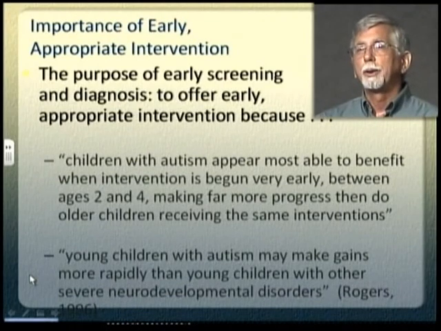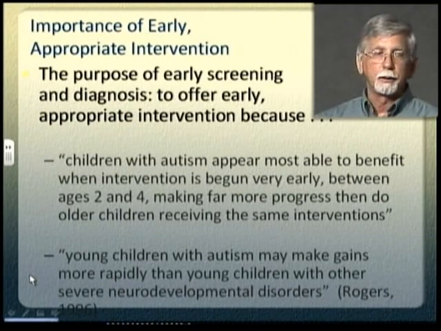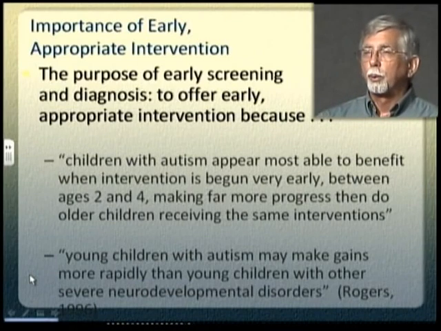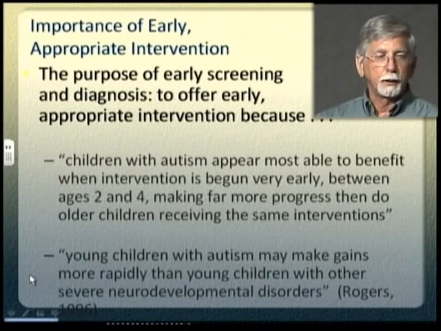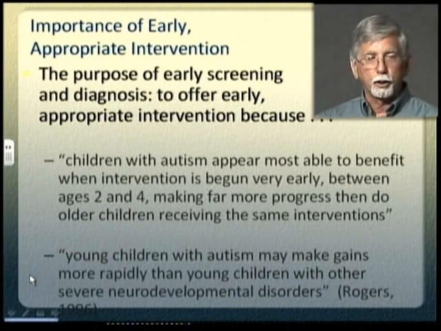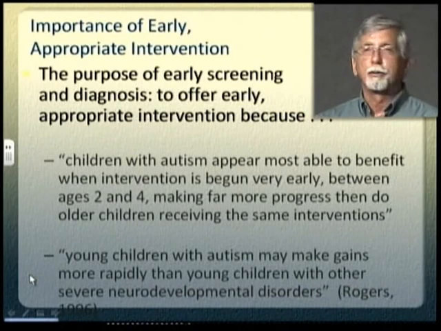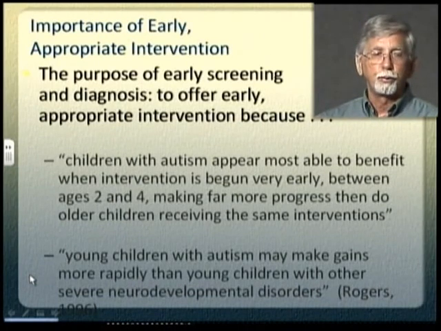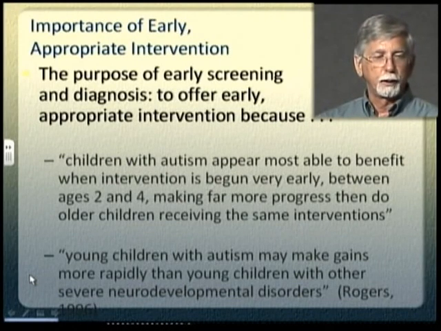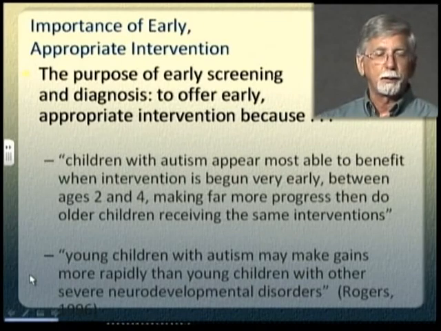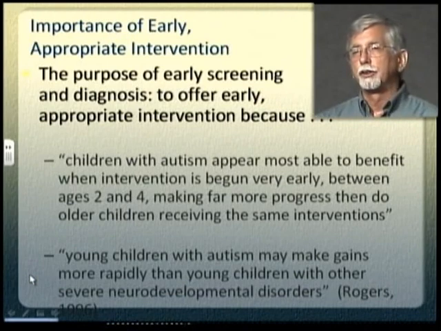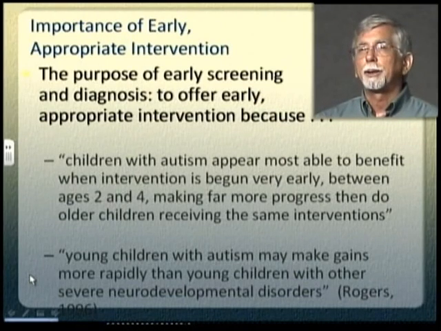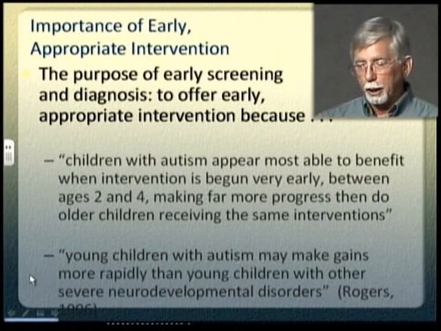And the purpose of doing that early, of providing early screening and diagnosis, really is supported by the literature. Rogers published a paper in 1996 documenting that children with autism appear most able to benefit when intervention is begun very early, between the ages of 2 and 4, making far more progress than do older children receiving the same interventions, and further that young children with autism may make gains more rapidly than young children with other severe neurodevelopmental disorders.